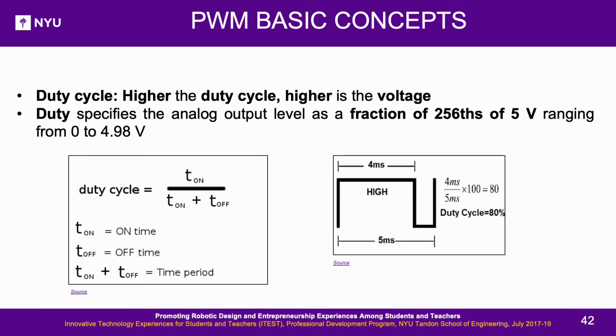Duty cycle is the fraction of the period the signal is active or high. The higher the duty cycle, the higher is the voltage at the pin. Duty specifies the analog output level as a fraction of 256 of 5V, ranging from 0 to 4.98 volts. The analogWrite function takes a value of 0 to 255, such that 255 requests a 100% duty cycle or always on, and 127 is a 50% duty cycle.